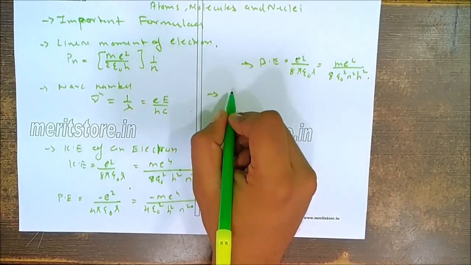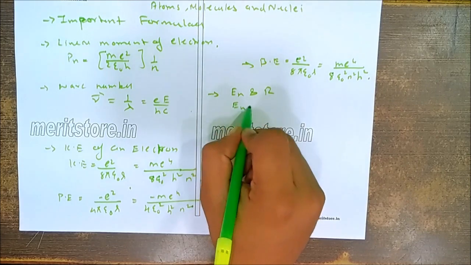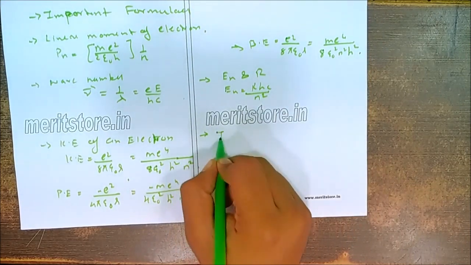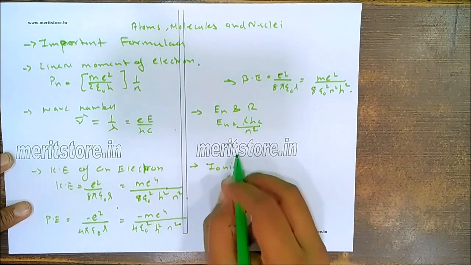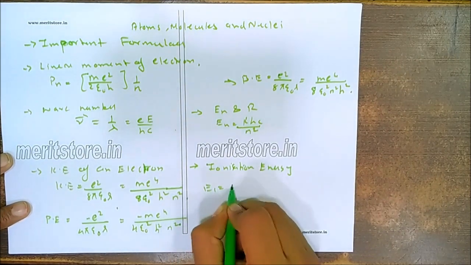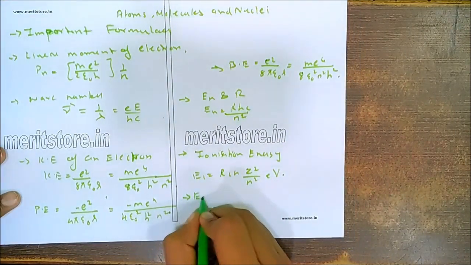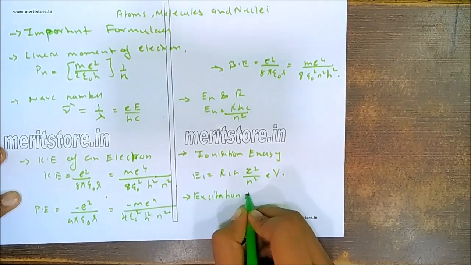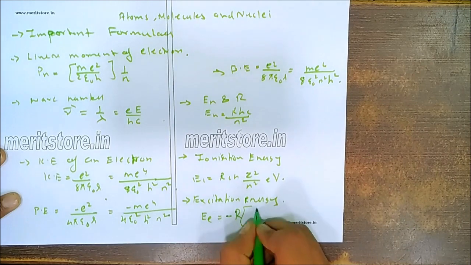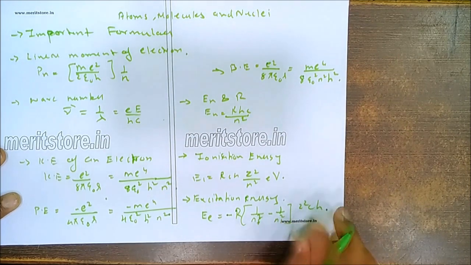The next is the relation between energy and Rydberg's constant, En and R. So we have En is equal to Rhc upon n square. So the next formula is ionization energy. Ionization energy Ei is equal to 13.6 z square upon n square electron volts. Excitation energy, that is E is equal to minus of R, 1 upon nf square minus 1 upon ni square, that is final and initial, z square ch.